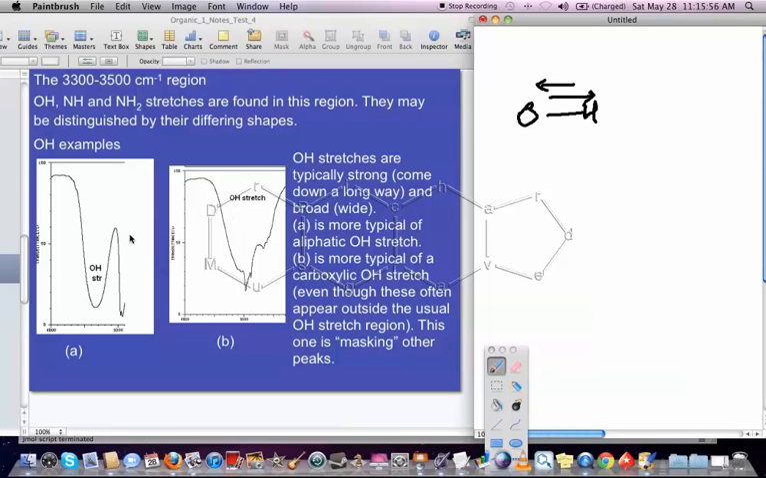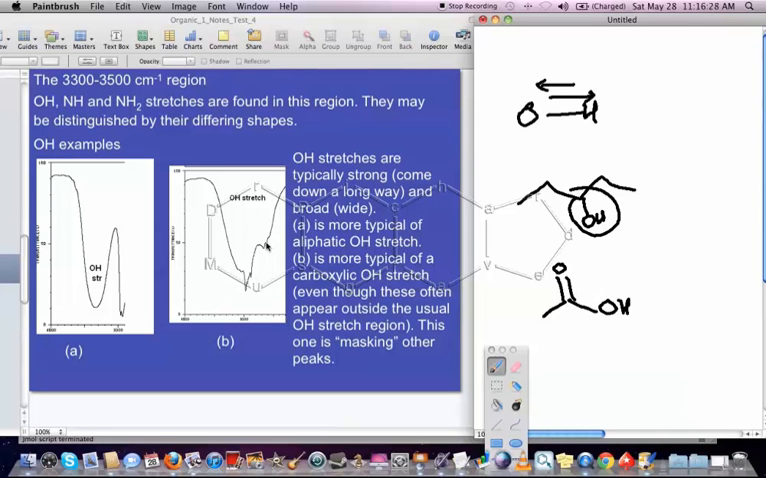Now there are two OH stretches we're going to see. We're going to see the OH stretches for alkane type alcohols like this. So this particular one might be what we'd see for this kind of OH. And then you've got this kind of OH, which is very broad, which is usually characteristic of an OH connected to a C double bond O.